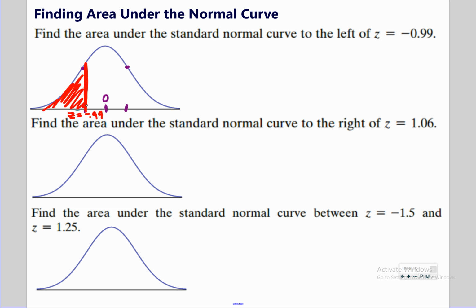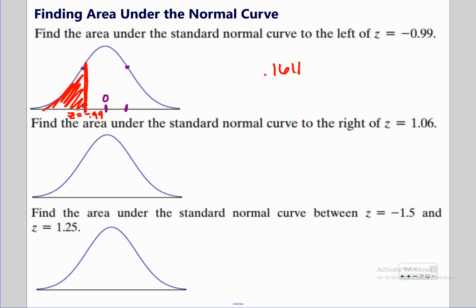Okay, so I can already tell you my answer is going to be smaller than 0.5 because it's to the left of the mean. And now you can use your chart to find it. So find negative 0.99, and you guys should see your answer is 0.1611.